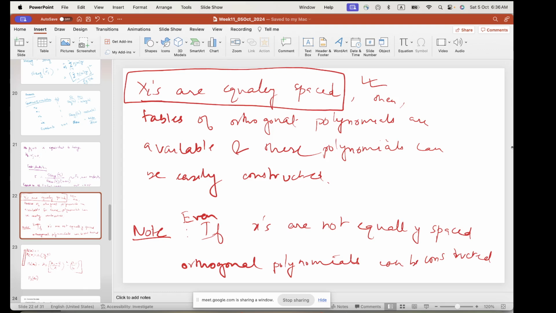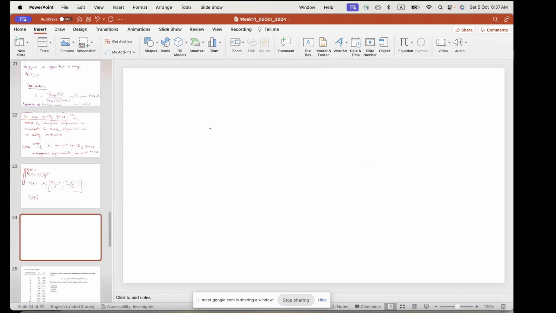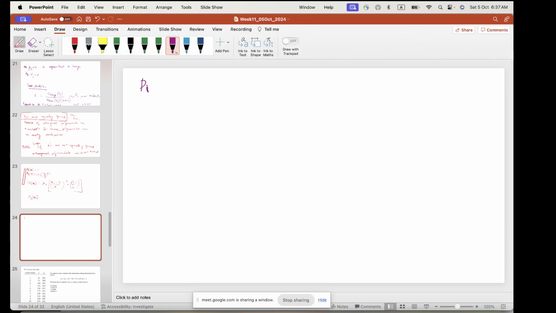Alright, now the other thing that we learned during this week was something called piecewise polynomials, or in other words, splines.